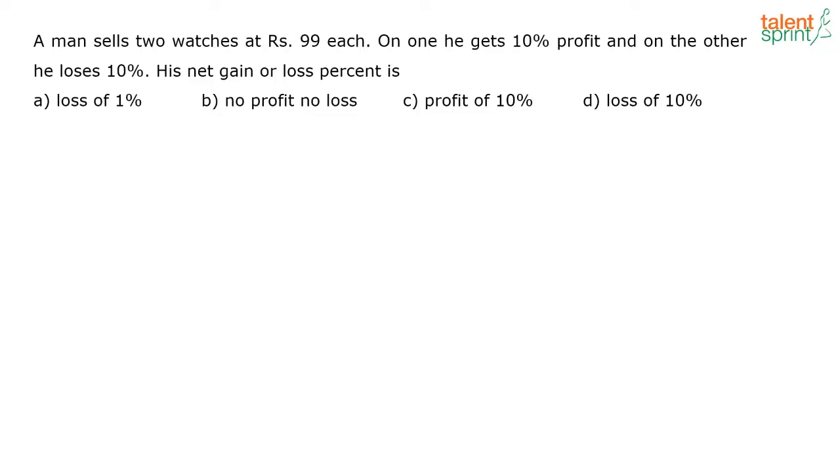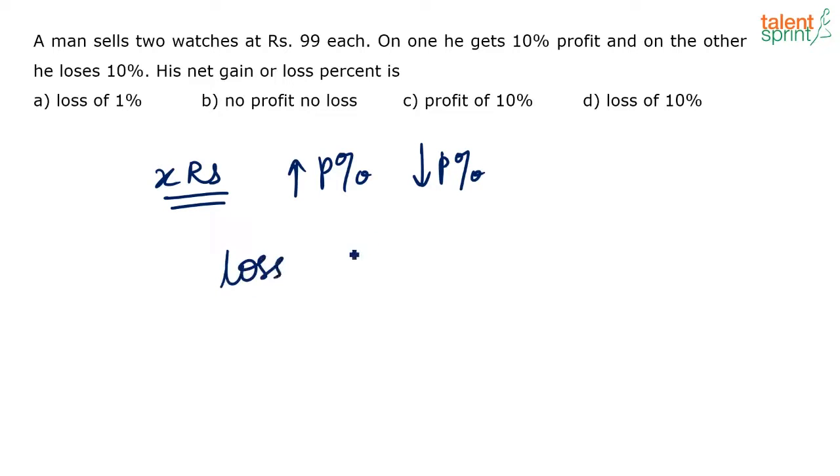Okay. If 2 items are sold each at x rupees, let's say there are 2 items, you are selling each of the 2 items at x rupees. The first item is sold at x rupees, the second item is also sold at x rupees, and one item is sold at a gain of p% and the other item is sold at a loss of p%, then for the net transaction there is going to be a loss, and the loss is given by p squared by 100.